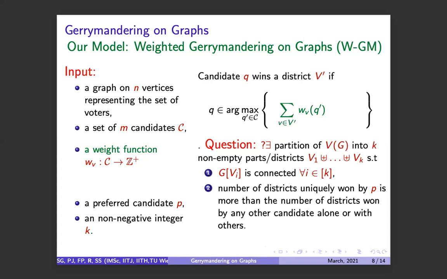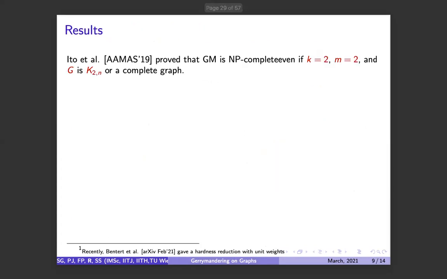So now I'll look at some of the existing results, and the results that we prove here. This problem was studied by et al. in 2019, and they show that this problem is NP-complete even if k is 2, that is, you want only 2 districts, and the number of candidates is also 2, and when the given graph is a complete bipartite graph or a complete graph.